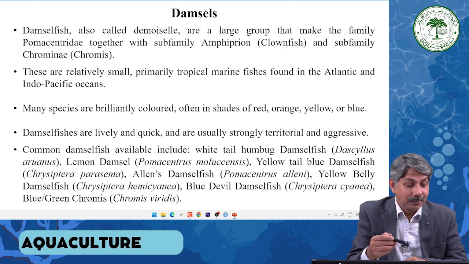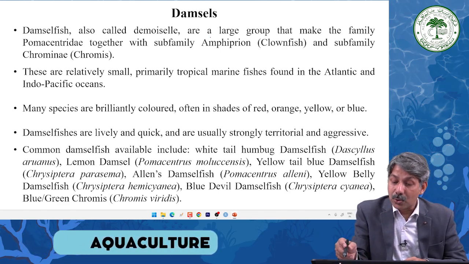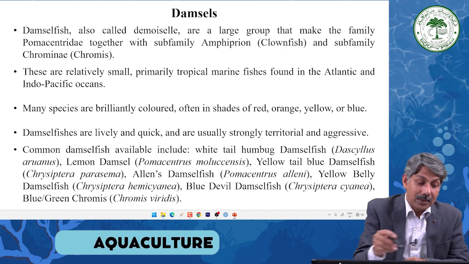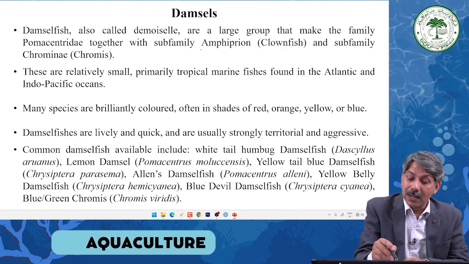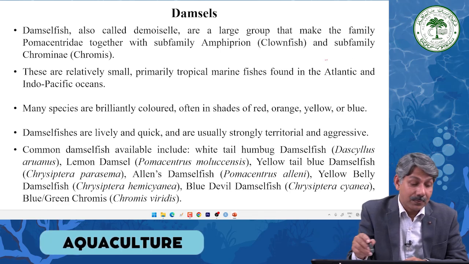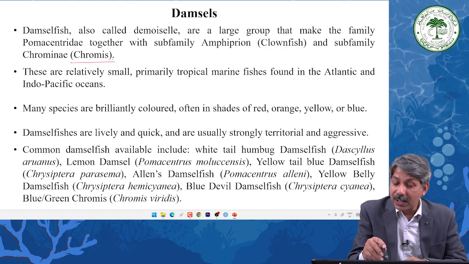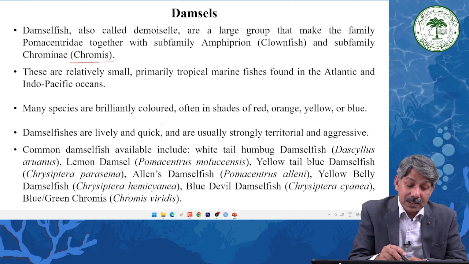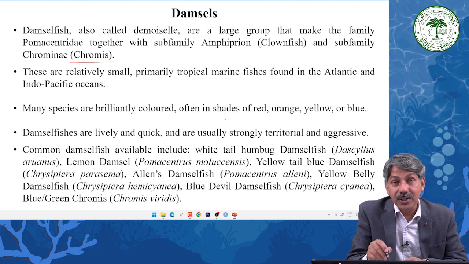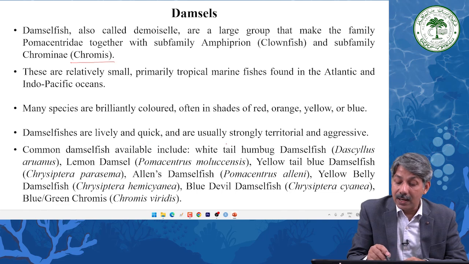Damsel fish, also called Demoiselle, are a large group that make the family, Pomacentridae, together with subfamily Amphiprion clownfish, what we have just studied, and subfamily Chromini. These are relatively small, primarily tropical marine fish found in the Atlantic and Indo-Pacific Oceans. Many species are brilliantly colored, often in shades of red, orange, yellow or blue. Damsel fishes are lively and quick and are usually strongly territorial and aggressive.